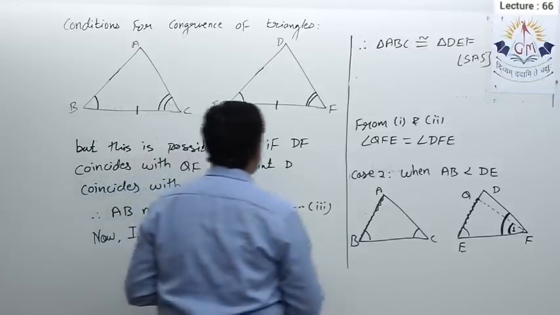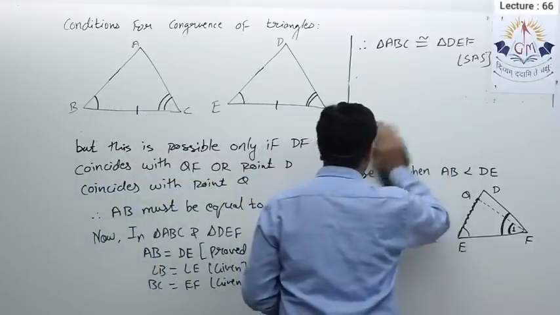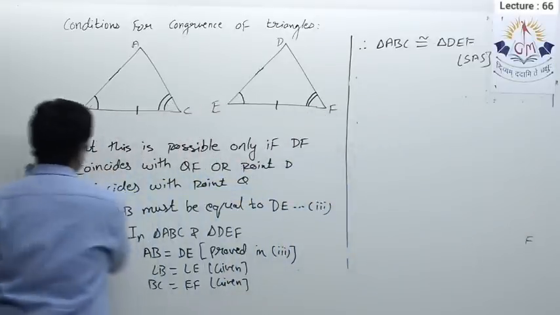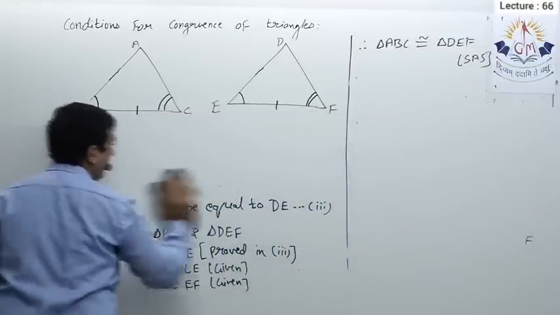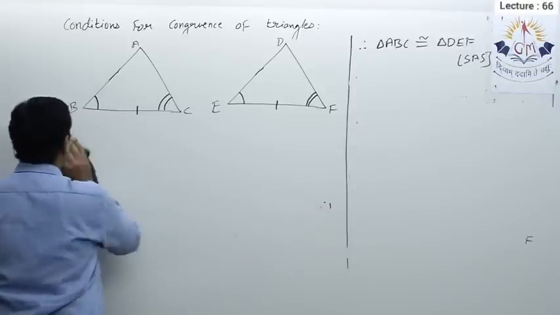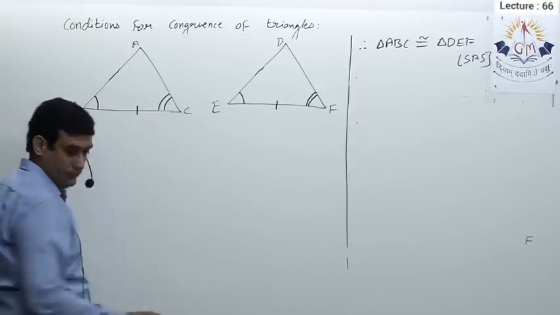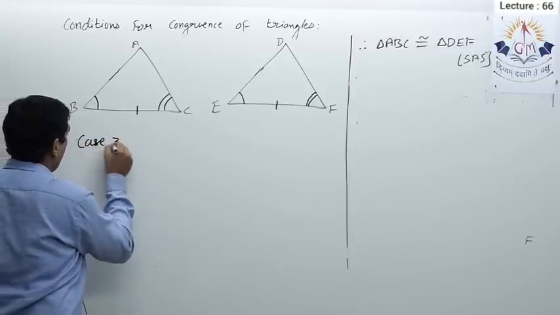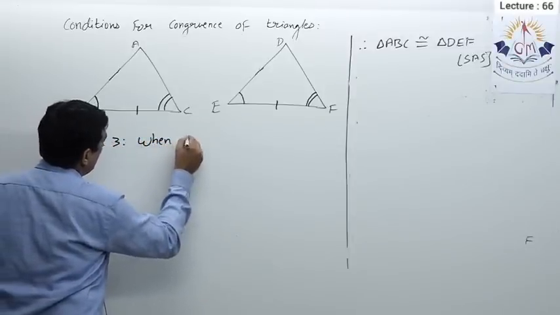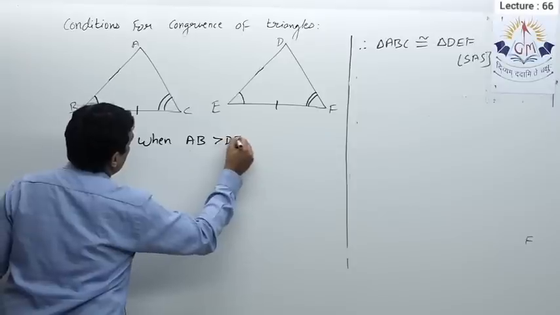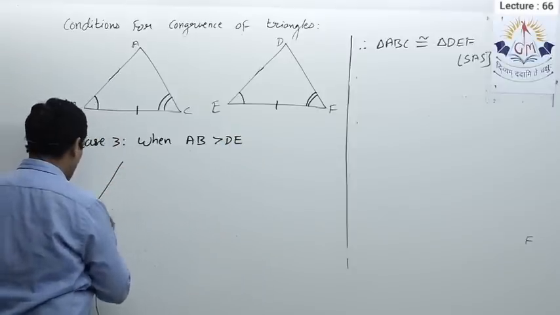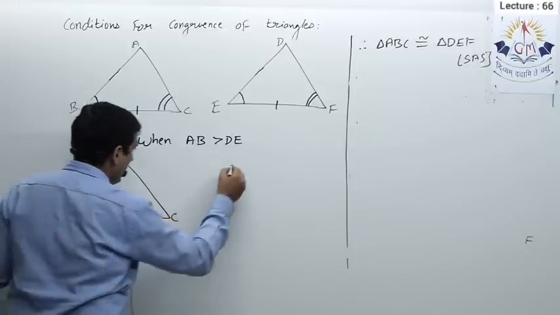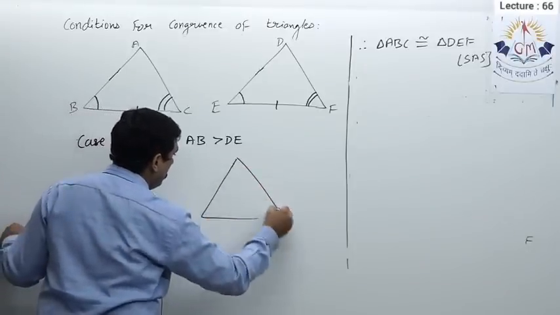Now we'll see the third case. So case 3, when AB is greater than DE. Here I am taking case 3, AB is greater than DE. So again let us draw a diagram. Triangle ABC and triangle DEF.